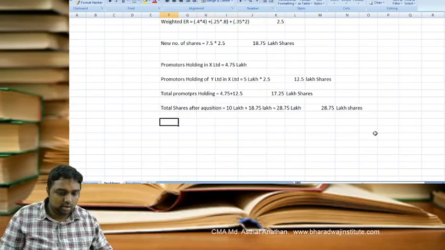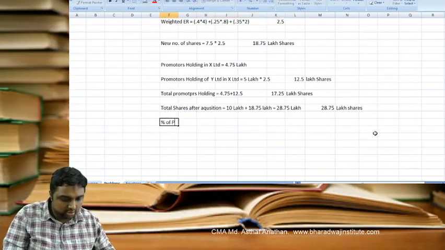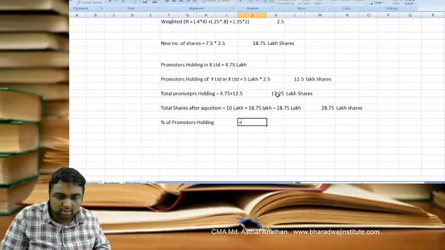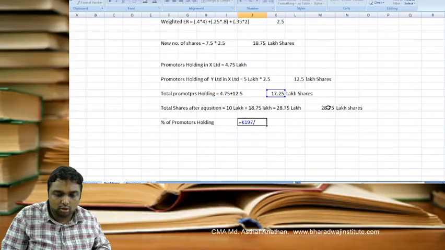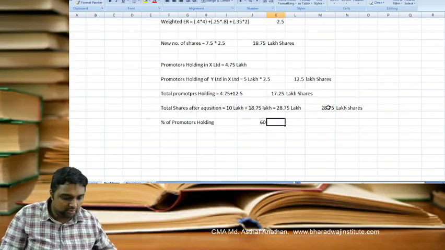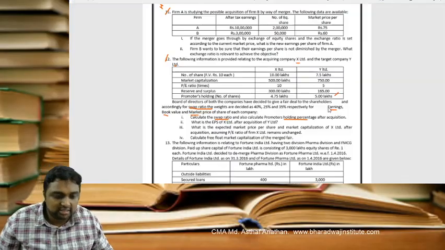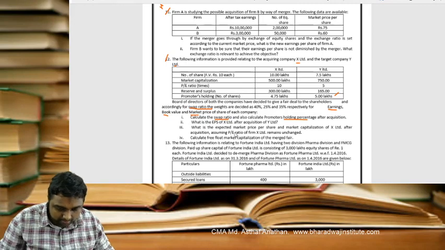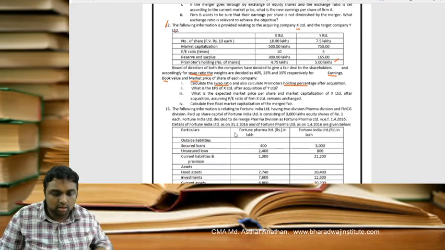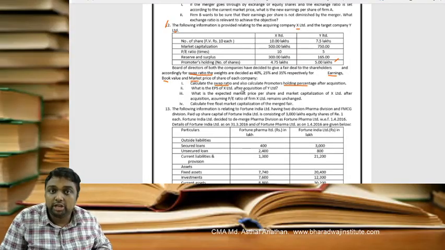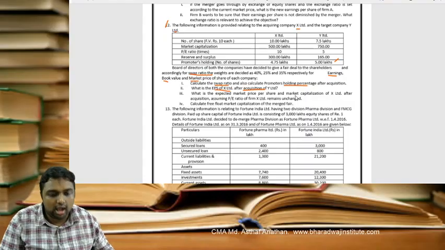So what is the percentage of promoters holding? You have 17.25 out of 28.75, which will be 60%. So promoters will have a holding of 60%. We calculated the swap ratio and promoters holding also. Now, what is the EPS of X Limited after acquisition?